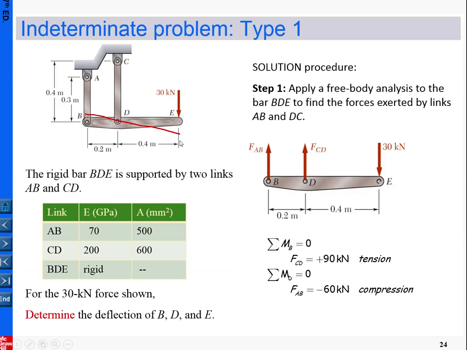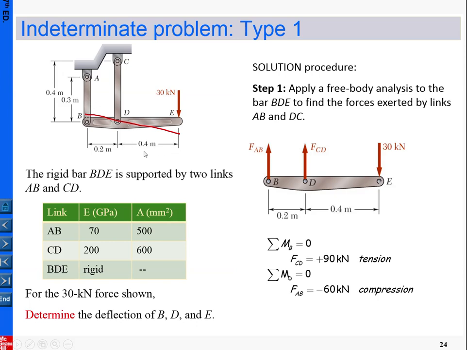So we can start with this problem itself. For each link of ABCD, we have the given material properties and geometries, and BD is rigid again. We only have the applied loading of 30 kilonewtons. This truss carries a certain load applied at point E. The problem is we want to find the deflection of BDE, that means the vertical displacement, which we call deflection, of BDE in this system.